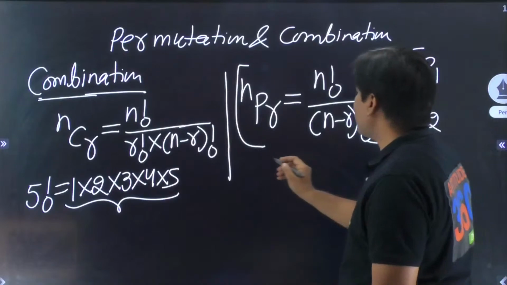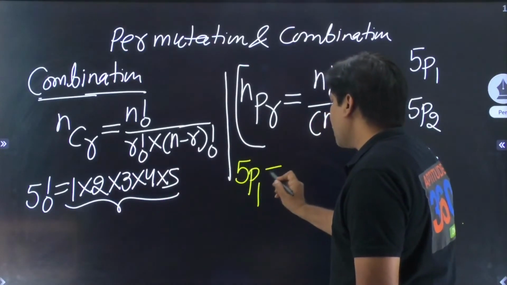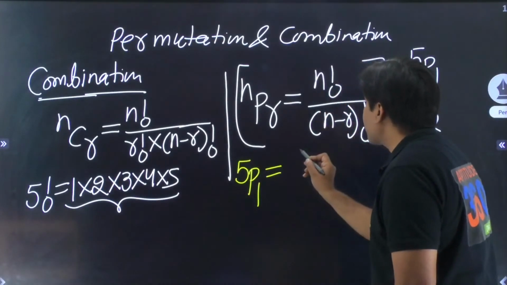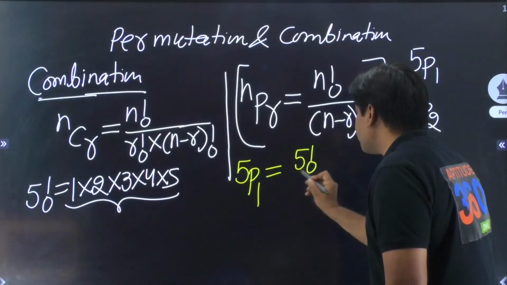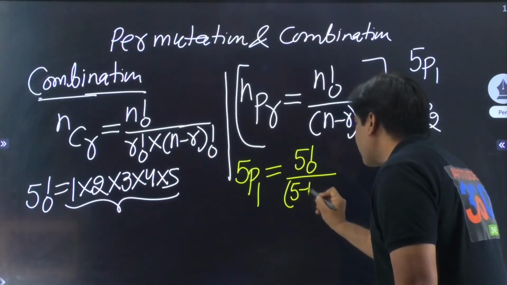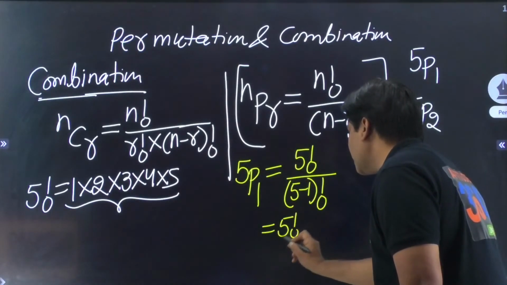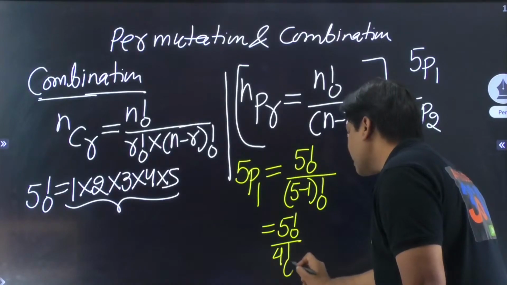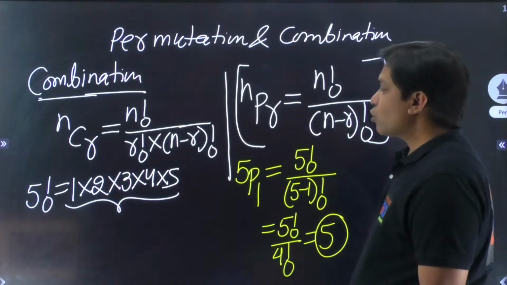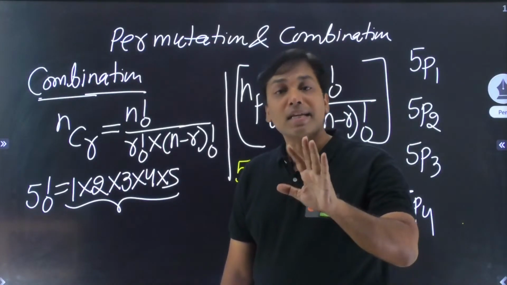Now, you see, if I have to find out 5P1, what is n out here? n is 5, so this becomes 5 factorial over 5 minus 1 factorial, isn't it? So mathematically this is 5 factorial divided by 4 factorial. If you simplify, the value will be nothing but 5. So what is it that we found out? We found out the value of 5P1 as 5.